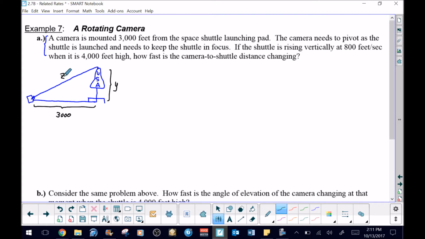So now what we're going to do is start putting down what I like to call the very vital components of the setup. That would be the given, the find, and the equation.